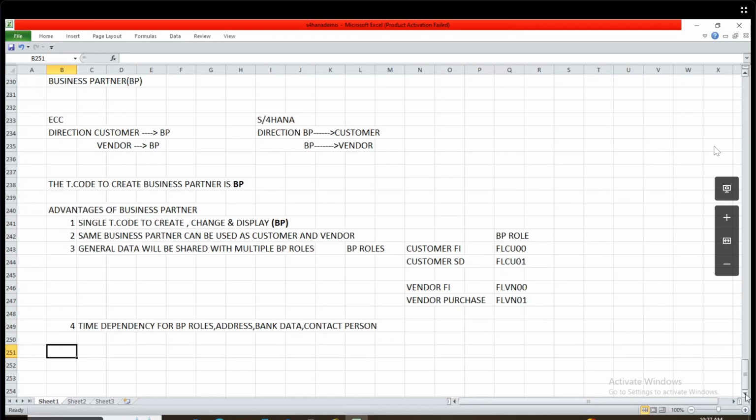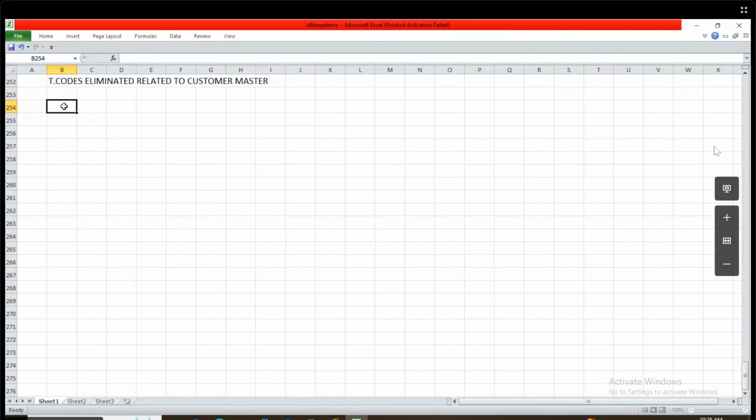Next, take this. T-codes eliminated related to customer master: FD01, FD02, FD03, FD05, FD06, then VD01, VD02, VD03, VD05, VD06, then XD01, XD02, XD03, XD05, XD06, XD07, and VAP1, VAP2, VAP3 for contact person.